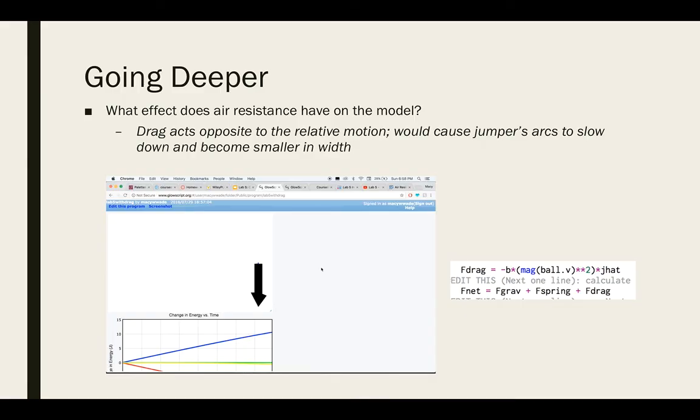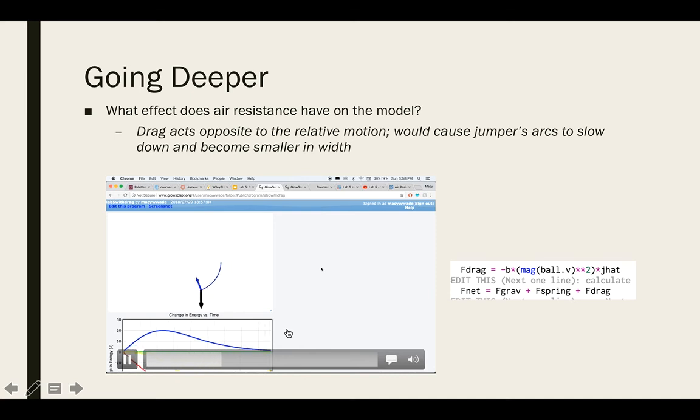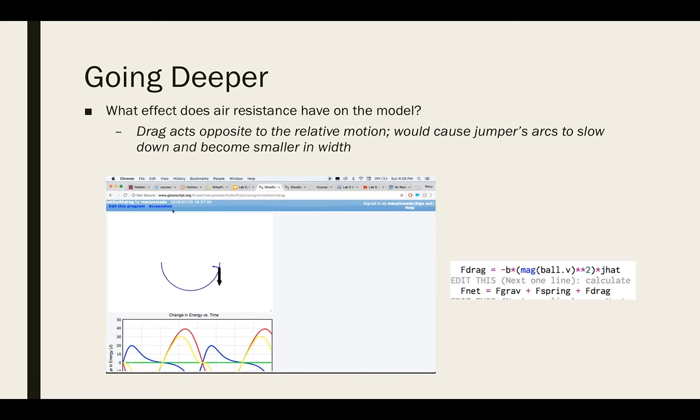Now let's look at the effect that air resistance or drag has on this model. The drag force acts opposite to relative motion and is proportional to the velocity squared by some constant, which is represented by b. To calculate the net force, we add the gravitational, spring, and drag forces together in the computational model, and when we run the code, we see that the drag force affects the motion, keeping the jumper from completing a full final arc, and also results in energy being lost from the system.